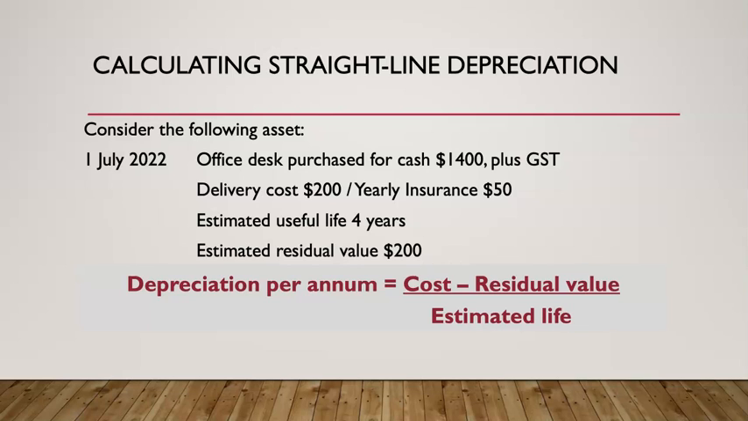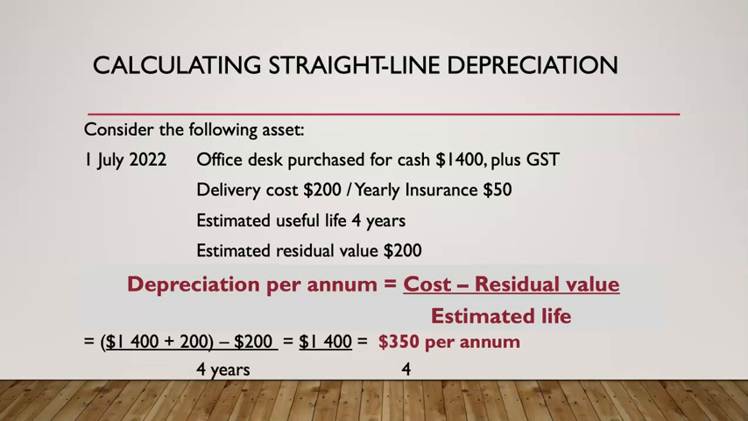What was the cost of this asset though? Remember, cost is the purchase price. Here it is $1,400. GST has nothing to do with it. But do we include the delivery cost or insurance in this cost? We just include the delivery cost. Why? Because this is to get the asset into a condition ready to earn revenue. It must be delivered to our business. The yearly insurance is a recurring cost. It is a period cost, not anything to do with the cost of our asset at the start. So we now have a formula.